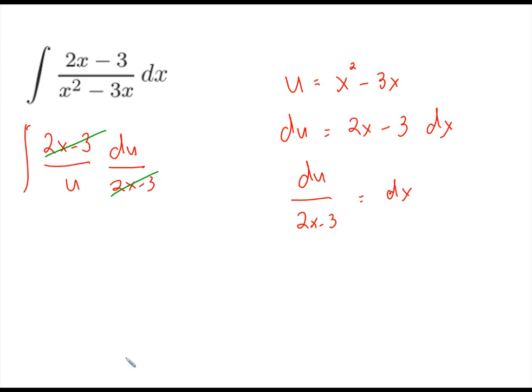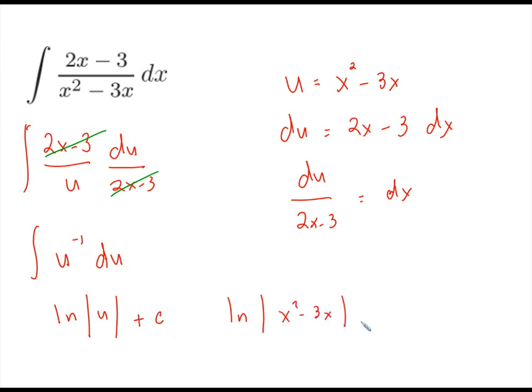If I move this u to the top, I'm integrating u to the negative 1 power du. So you have to remember, I can't add 1 to this and divide, because then I'll be dividing by 0. So this was that special case where we have to remember, oh, we use natural logs. So when we integrate this, it's actually going to be the natural log of the absolute value of u plus c. So just substitute in the u, which is x squared minus 3x, plus c, and then this is your answer. Okay.